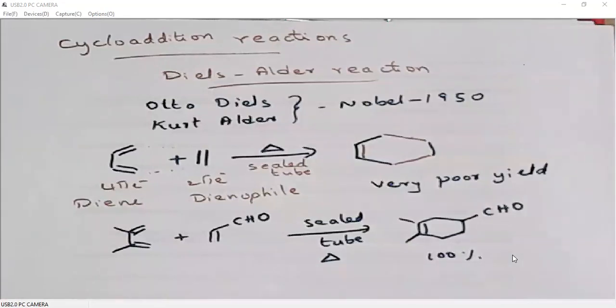What is a sealed tube? It is a simple tube which comes with a cap. So we will take all the starting materials. We don't need even a solvent. Just take the reactants, keep them in the sealed tube, close it, then heat it to a high temperature so that we will get the product.